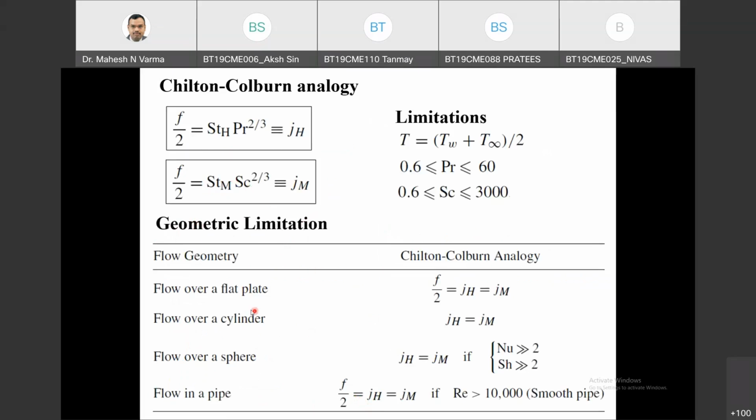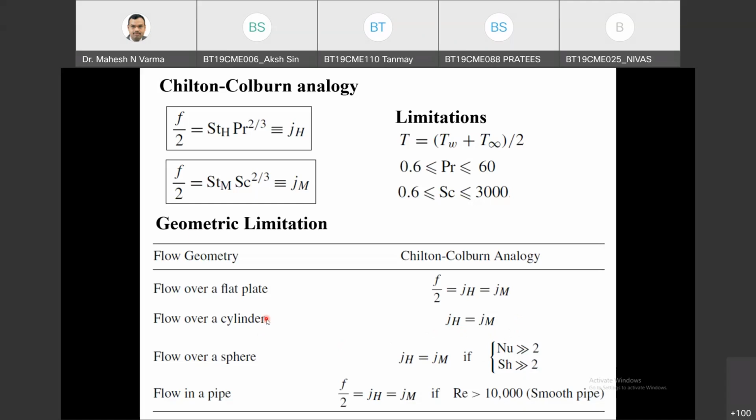This is called the geometric limitation of the Reynolds and Chilton Colburn analogy. For flow over a flat plate, you can have F by 2 equals JH equals JM. For flow over a cylinder, JH equals JM, but it is not equal to F by 2. This is because the surface area for mass transfer equals the surface area for heat transfer, but the surface area for momentum transfer is not the same.